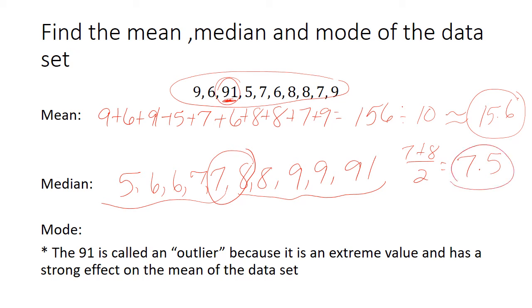So our mean is 15.6. Our median is 7.5. And our mode is what happens most often. Well, we have 1 5, 2 6s, 2 7s, 2 8s, and 2 9s. So we can say that our mode is 6, 7, 8, and 9. They all happen more than the others, but they do not happen more than each other. It is okay to have more than one value as your mode.